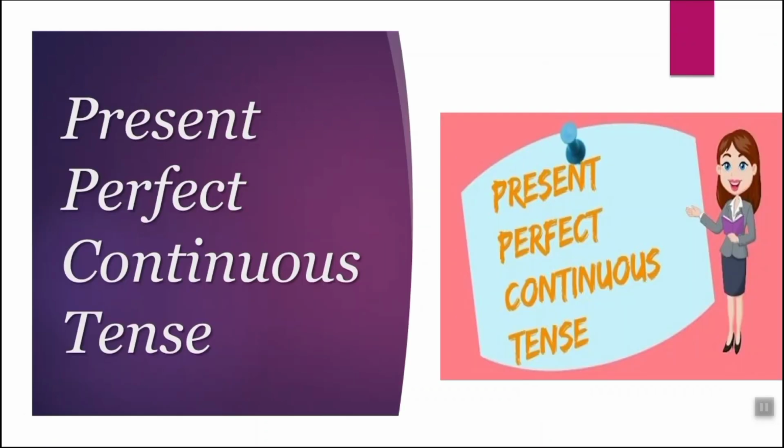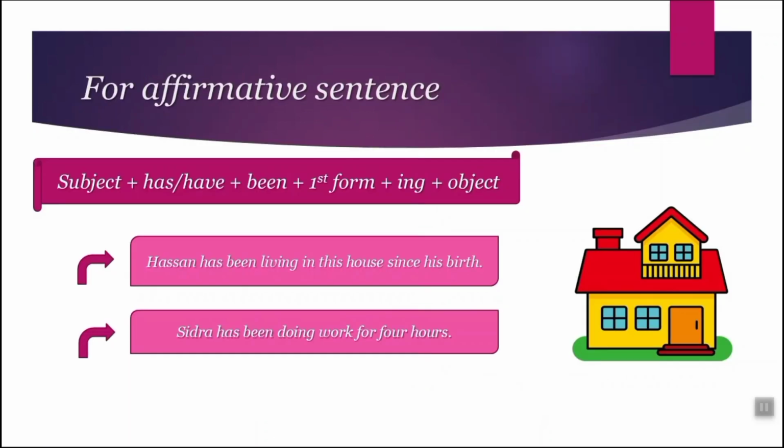The present perfect continuous tense, also known as the present perfect progressive tense, is used to describe an action that started in the past, has continued up to the present, and may continue into the future. It emphasizes the duration or ongoing nature. The structure of the present perfect continuous tense is as follows: has or have plus been plus present participle form of the verb, the ing form, plus object. Hassan has been living in this house since his birth. In the sentence, has been is the auxiliary verb structure used in the present perfect continuous tense. Living is the present participle form of the verb live.